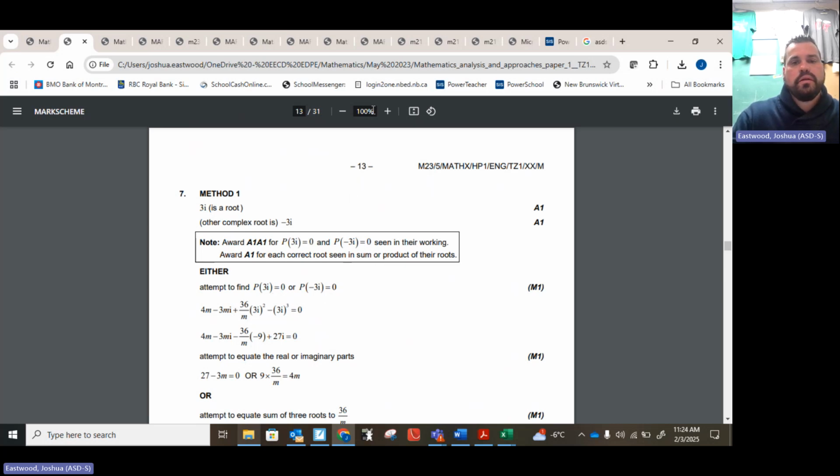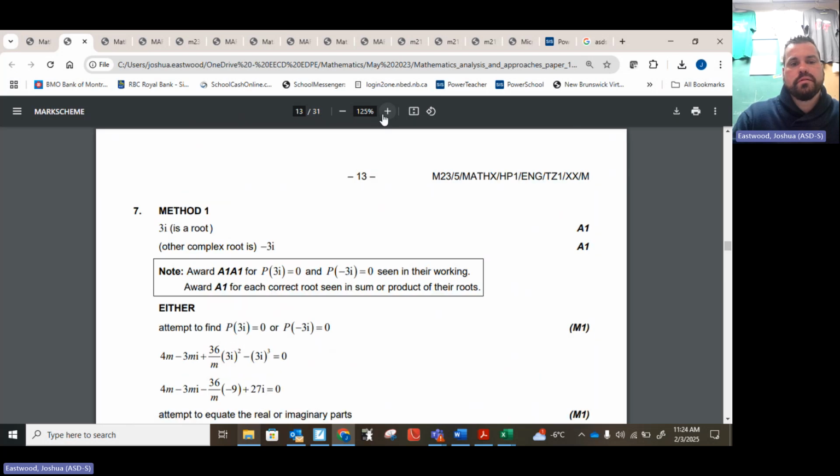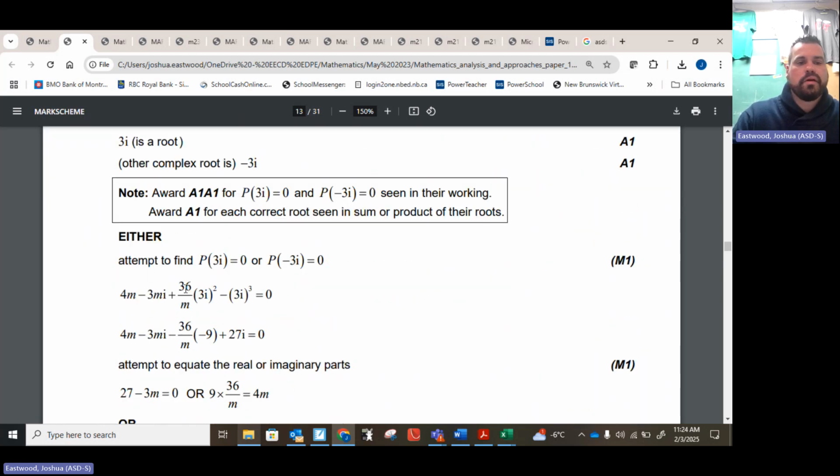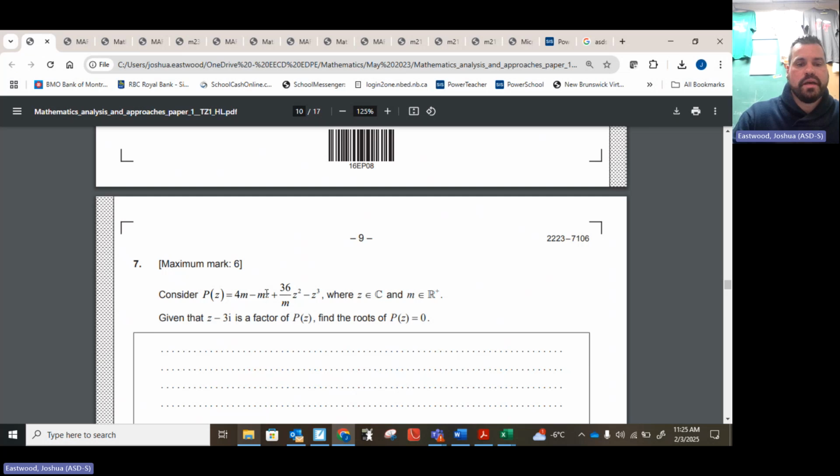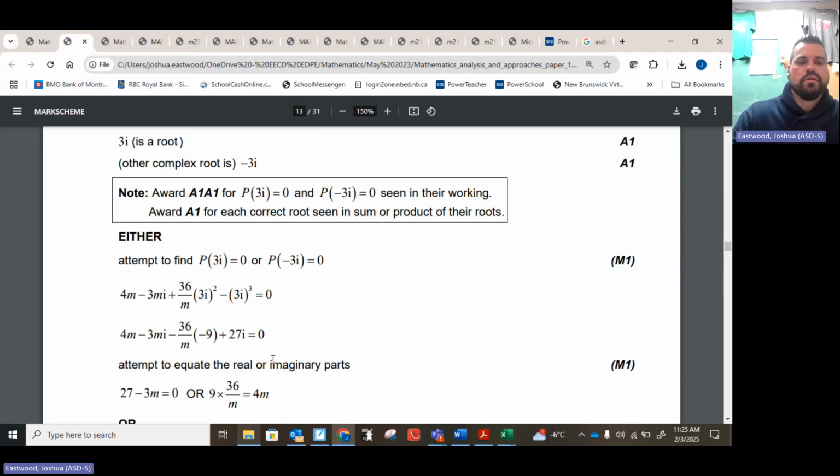So that is where they're getting these statements here, that 4m minus 3mi plus 36 over m, 3i squared minus 3i cubed is equal to 0, because that's the function here, 4m minus m times z. So we're putting in 3i there, plus 36 over m, 3i squared minus 3i cubed. If you work that down, there's two parts to this, and that is true of any complex number. That's very important because that gives you the opportunity to have a 2 by 2 system of equations. You have two equations with two unknowns.